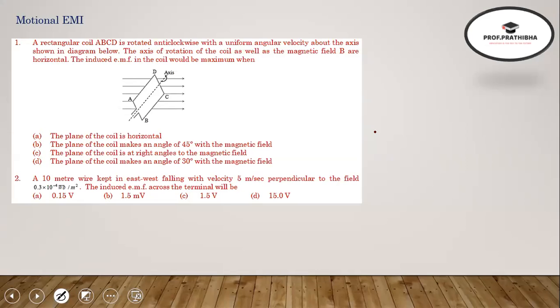So now look at the rectangular coil ABCD, which is rotated anti-clockwise with a uniform angular velocity about the axis. Now the axis of rotation of the coil as well as the magnetic field are horizontal. So what do you think? What is E equal to? So don't forget, E is equal to E naught sine theta. We are talking about alternating current section.